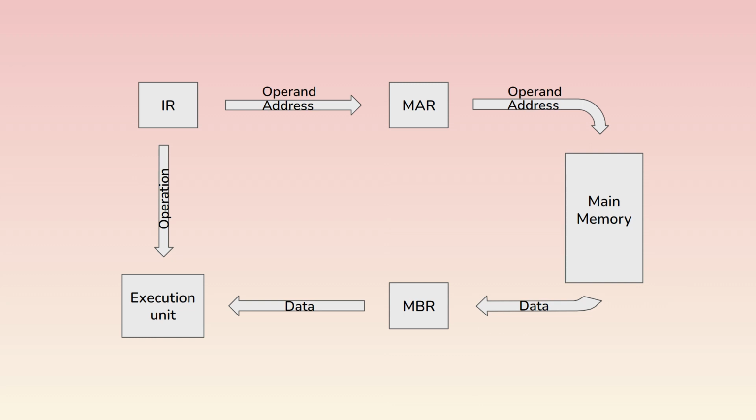The operand address stored in the instruction register is sent to the memory address register, and from there it goes to the main memory. So the data from the main memory is sent to the memory buffer register, and finally it goes to the execution unit. Also the data stored in the operation is fed to the execution unit.